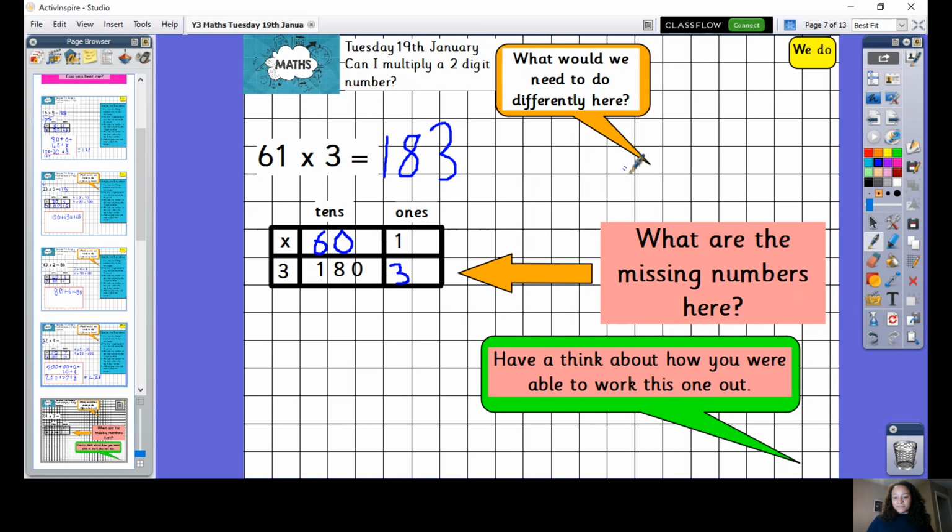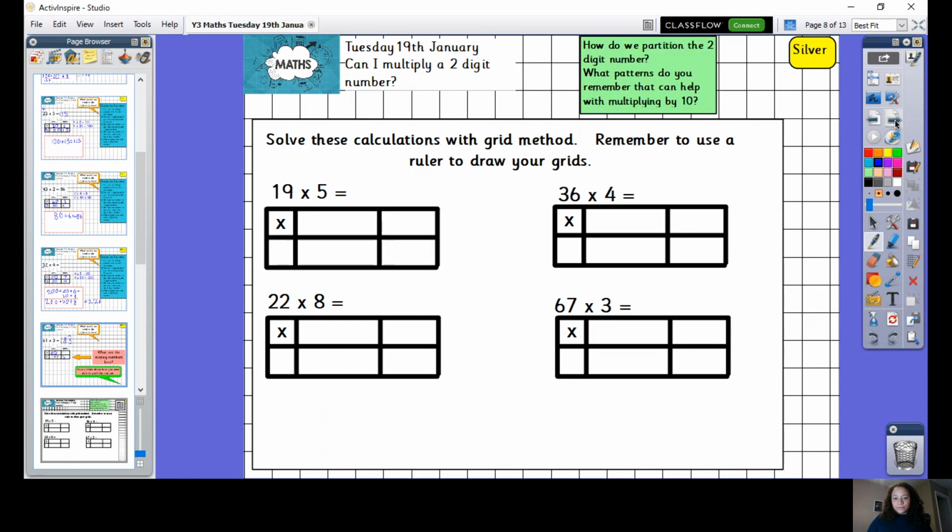Give yourself a big pat on the back if you got that, but also have a think about how you work that out, because that is going to be very similar to what our gold task is today. Okay. Your silver task for today is to solve these calculations using grid method. And you need to remember to use a ruler to draw your grids. It will just help your work to be that much clearer for you and for the person reading it. So take your time with this one, because there are some where you will need to find a related calculation to help you. But pause the video here and give it a go.